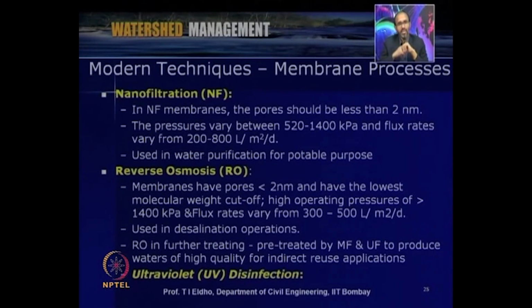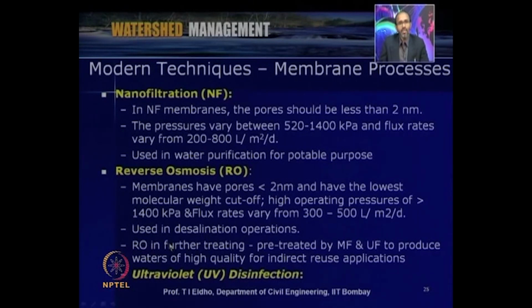Then the ultimate filter technique is called reverse osmosis. So here the membrane pores will be much smaller than 2 nanometer and have the lowest molecular weight cutoff, and then high operating pressures of more than 1400 kilopascal, and flux rates vary from 300 to 500 liters per meter square per day. So reverse osmosis is one of the commonly used techniques as far as the desalination plants are concerned.